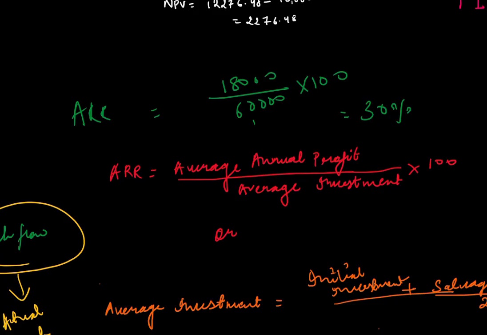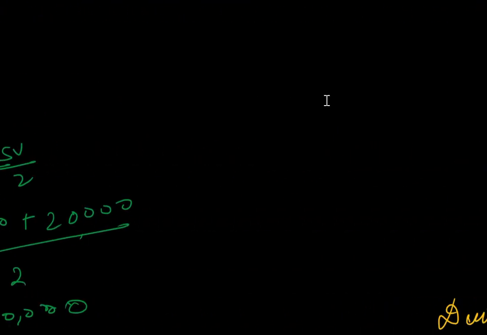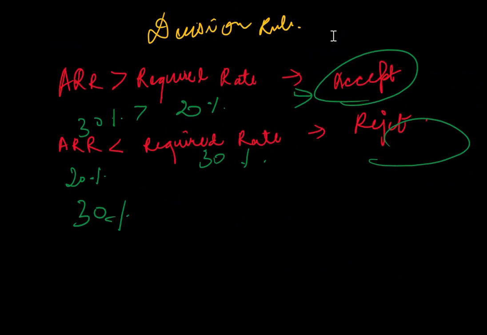This means the project earns an average accounting return of 30% on average investment. Now regarding the decision, like how to make a decision whether to accept a project or not. So for that we use a decision rule here. Okay, so this is the decision rule where if ARR is greater than the required rate of return, then we accept the project, and if it is not, then we reject the project.